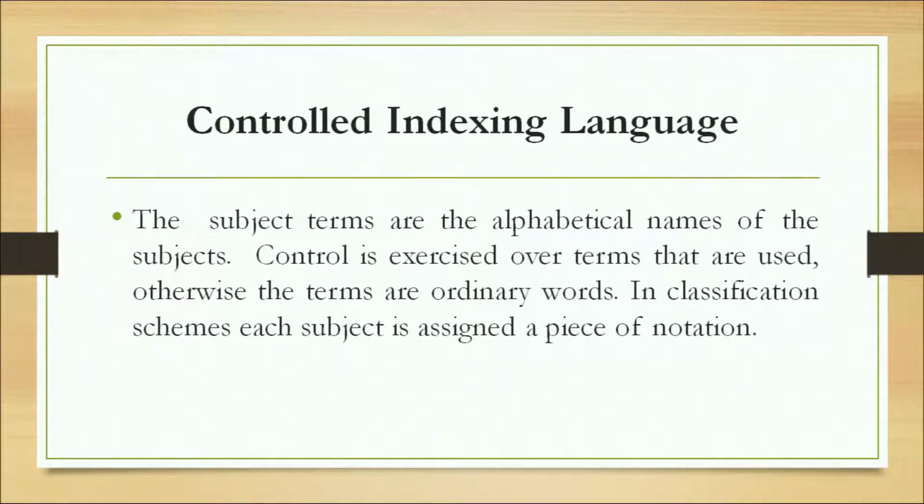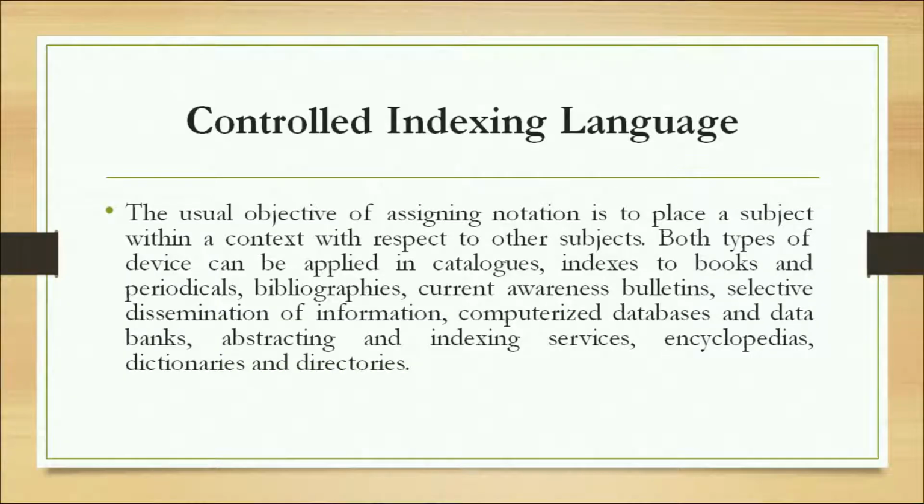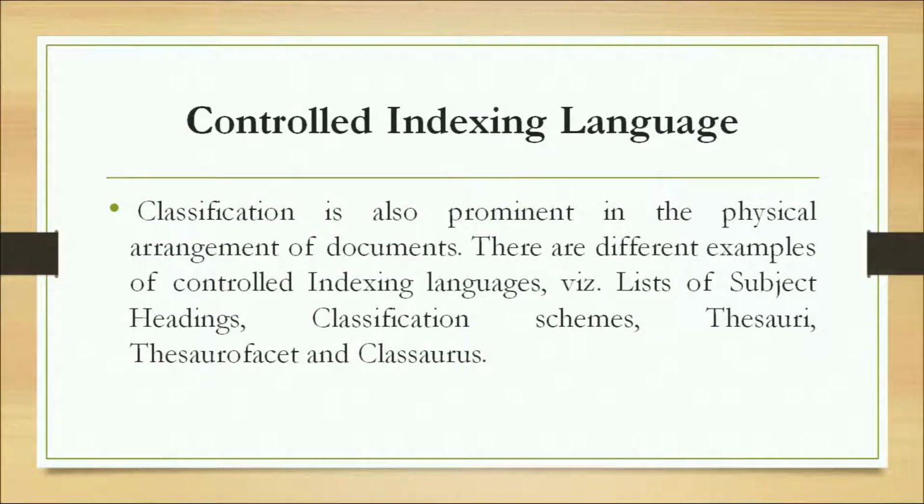In classification schemes, each subject is assigned a piece of notation. So why do we assign a notation to a book? Learners, as you know, the usual objective of assigning notation is to place a subject within a context with respect to other subjects. Both types of devices can be applied in catalogs, indexes to books and periodicals, bibliographies, current awareness bulletins, selective dissemination of information, and so on. Classification is also prominent in the physical arrangement of documents. There are different examples of controlled indexing languages: lists of subject headings, classification schemes, and so on.